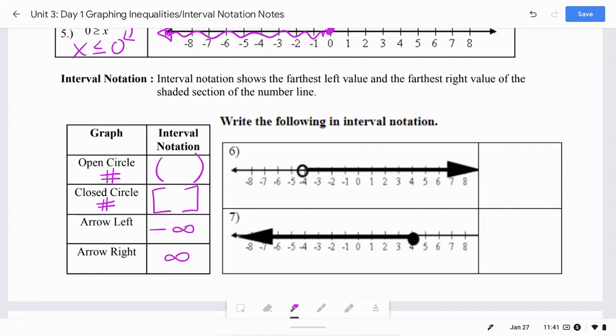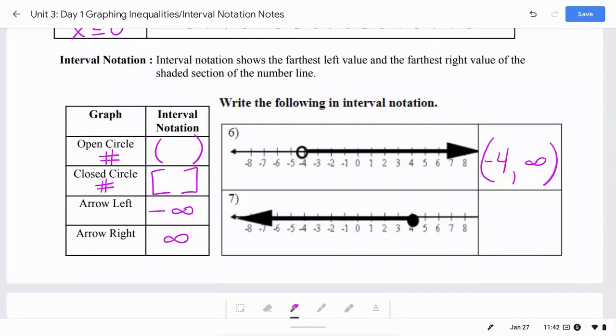So we always start with how far to the left the graph is going. So it stops at -4. And then since that's an open circle, we're going to put parentheses around the -4. And then it's going forever to the right. So forever to the right is towards +infinity. And we always use parentheses with infinity symbols.